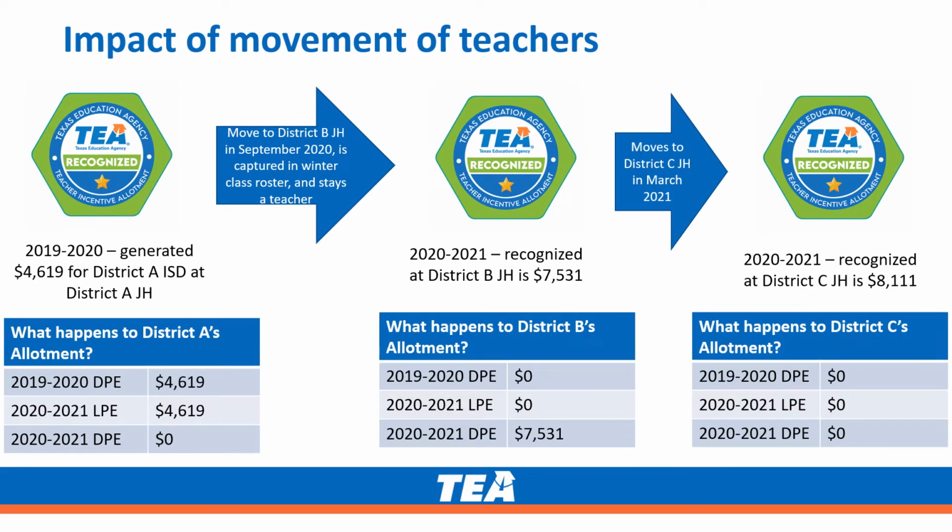Now let's say that the teacher decided to move to District B and was captured in their winter class roster, but then decided in March to move to District C. In this scenario, District B would still receive the full allotment for 2021 since the teacher was there for winter class roster. District C would not receive any funding since the teacher was not there during winter class roster.